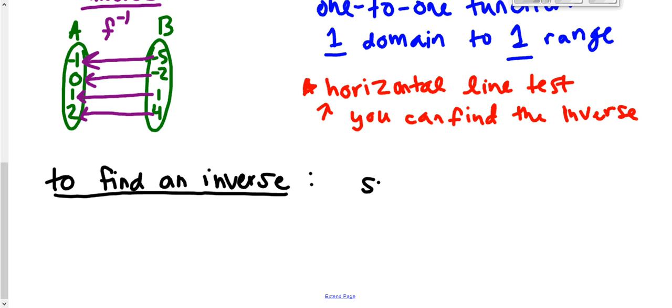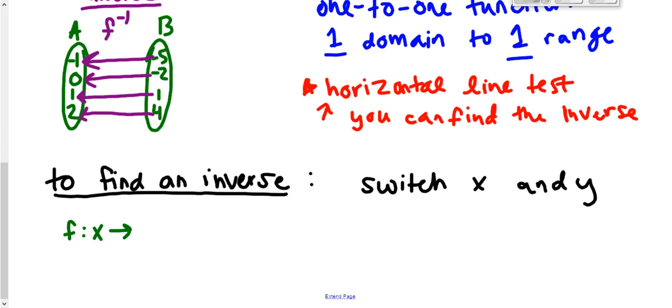You just switch x and y. And then you'll have to solve for x. So if we had to find, so let's get a function f that maps x onto (x plus 2) over 3. And we are asked to find f inverse. Ooh, that's a negative.